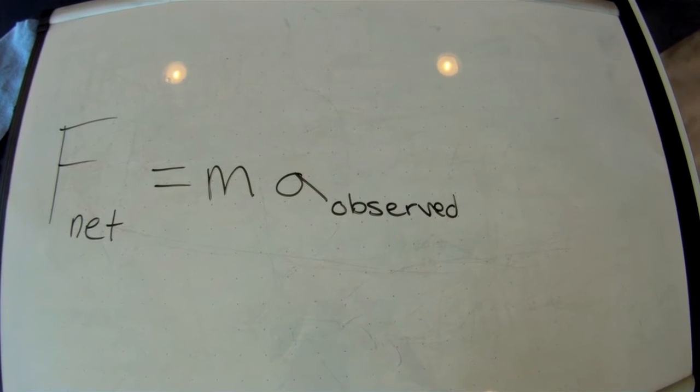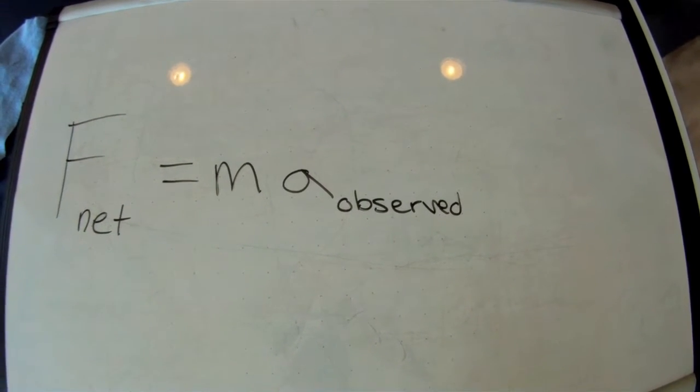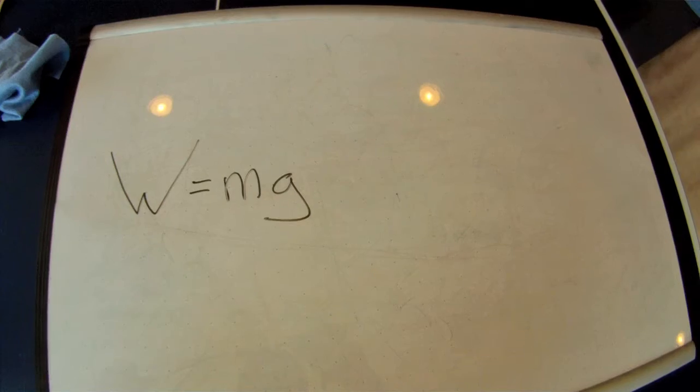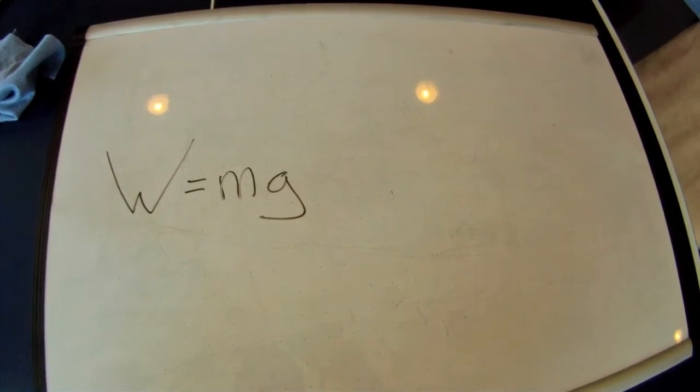This understanding of the basic principles of Newton's second law allows for the comprehension of more complex versions of his law, namely the F net equals ma observed per plane formula. In addition, weight equals mass times gravity.